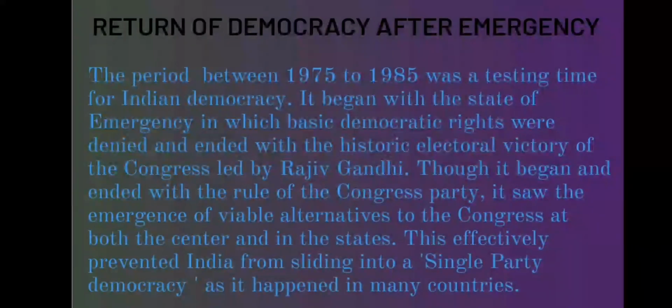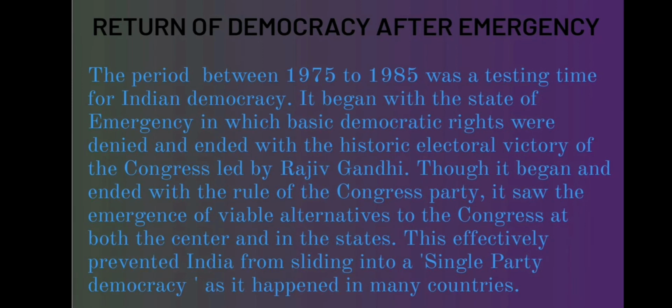Return of democracy after emergency. The period between 1975 to 1985 was a testing time for Indian democracy. It began with the state of emergency, in which basic democratic rights were denied, and ended with the historic electoral victory of the Congress led by Rajiv Gandhi.